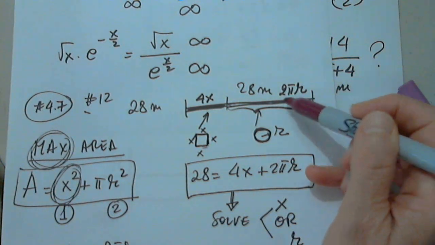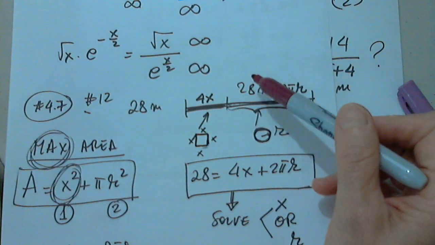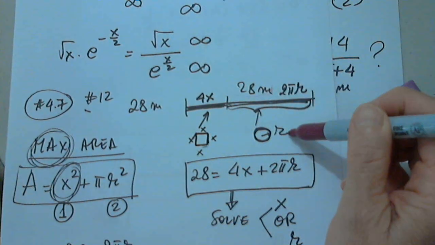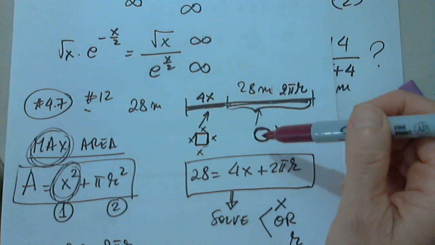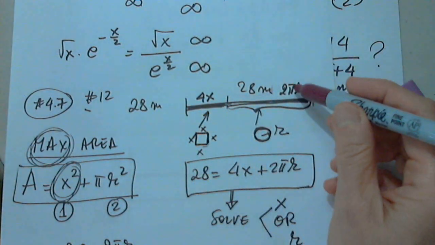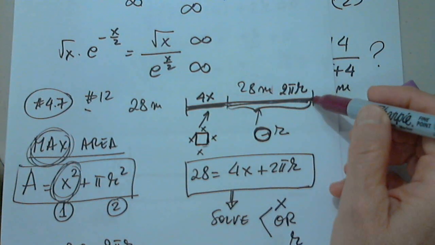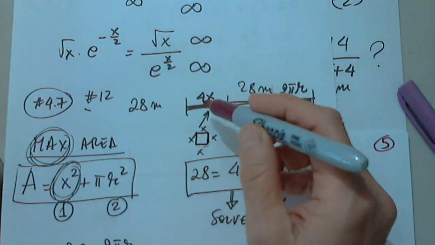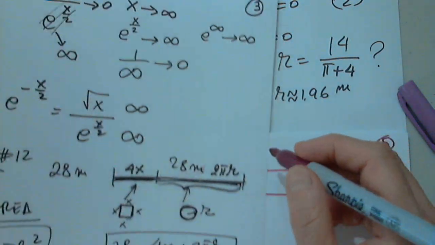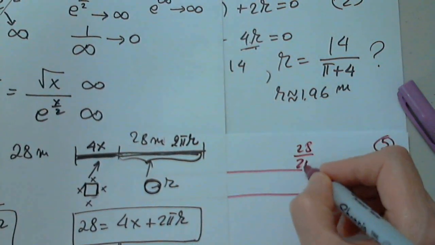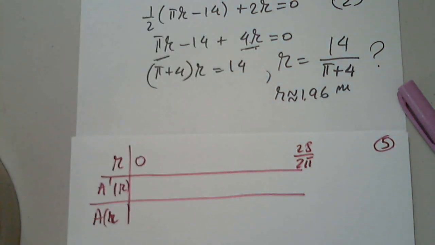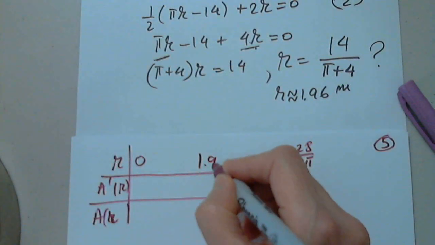Obviously the whole thing is 28 meters. We can have R to be 0, and then it's the whole square, or we can have R to be 28 over 2 pi, so the circle is the whole thing. So R is anywhere between 0 and 28 over 2 pi, because we're talking about R. And we found 1.96.